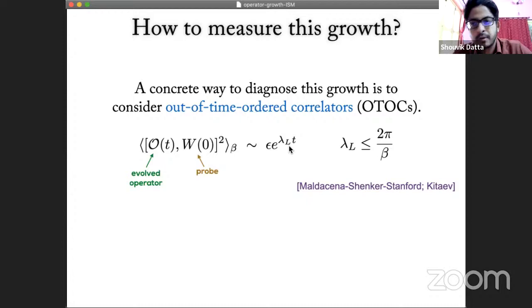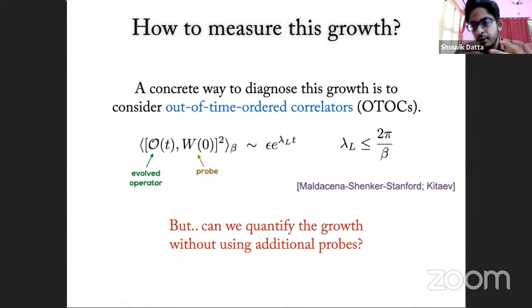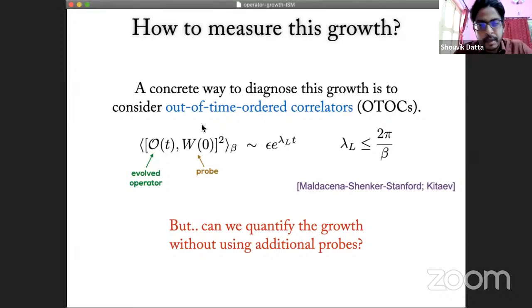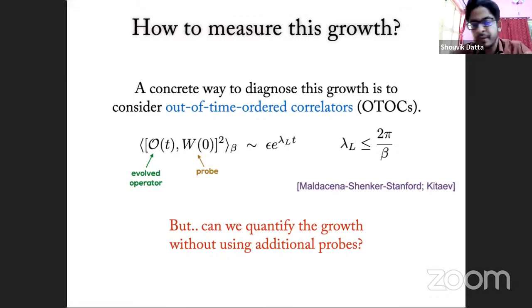By now it's known very well that this growth is characterized by the Lyapunov exponent, which has an upper bound given by the inverse temperature beta over here. So this measure of operator growth invokes additional probes. However, we would like to quantify the growth without using additional probes. And thereby the hope is that one can extract the truly universal aspects of this phenomenon of operator growth.